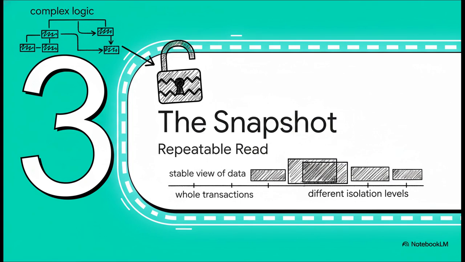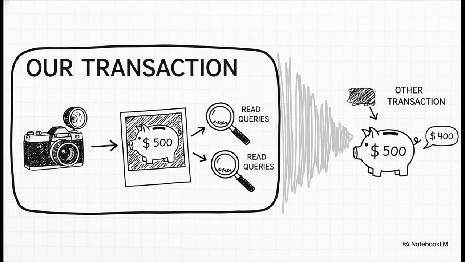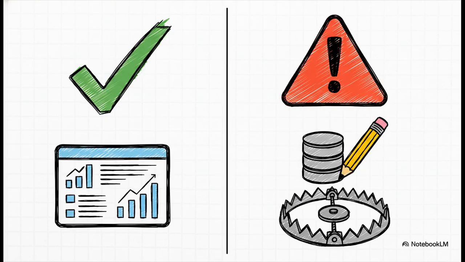Well, that brings us to the next level up the ladder, repeatable read. Repeatable read solves the exact problem we just saw. Instead of taking a snapshot for every statement, it takes one big snapshot the moment the entire transaction begins. Now, if you run that select balance query 10 times, you're going to get $500 every single time, no matter what other transactions are doing. It makes your reads, well, repeatable. Awesome. Problem solved, right? Let's just use repeatable read for everything and call it a day.